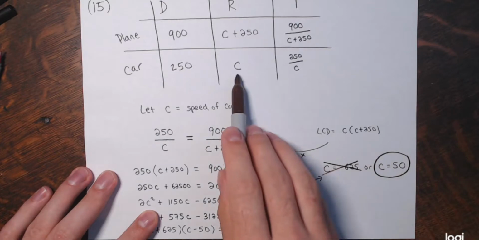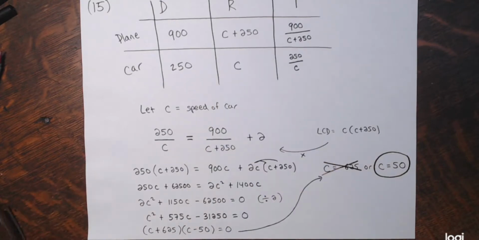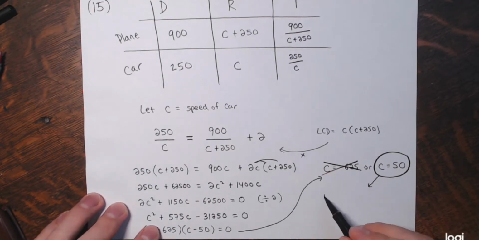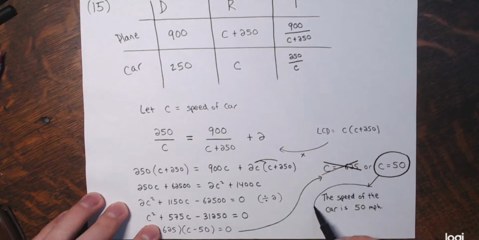The car is going 50 miles an hour, the plane going 300 miles an hour. So speed of the car, right, the speed of the car is 50 miles per hour. Wonderful.